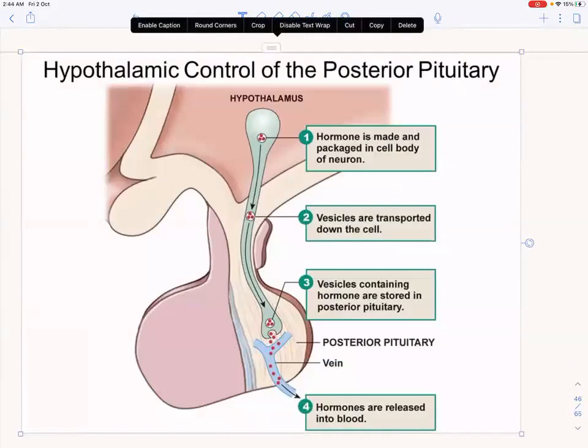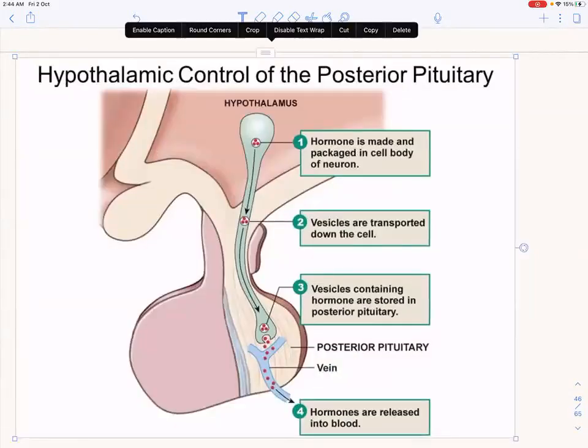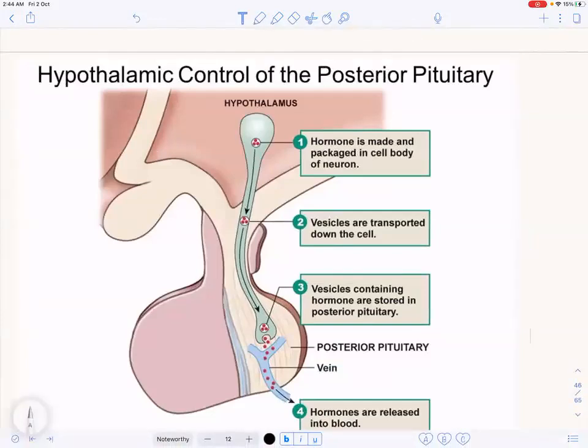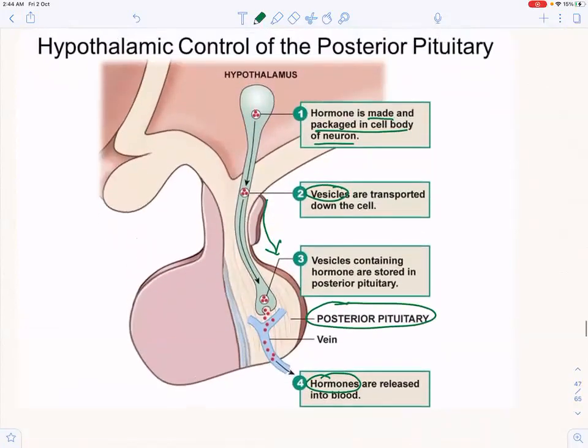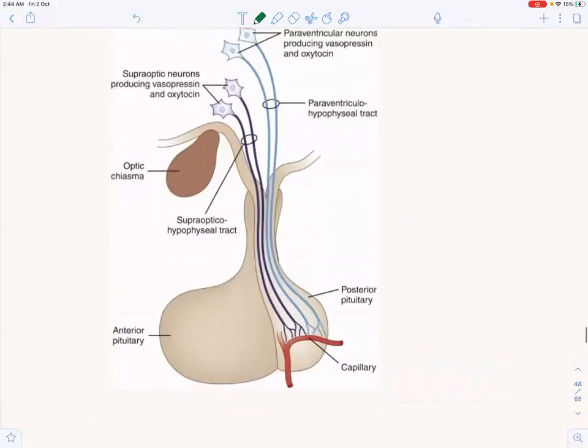So as I told you, this is the posterior pituitary gland, and what happens in the posterior pituitary gland? The hormone is made and packaged in the cell body. Then these vesicles are transported down, and by exocytosis the hormones are released. You can see this is happening in the posterior pituitary. Now let us see what this is.